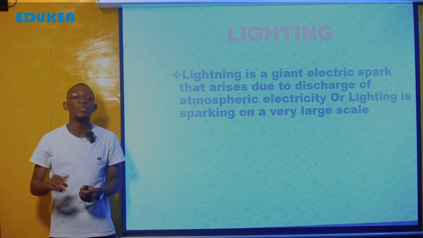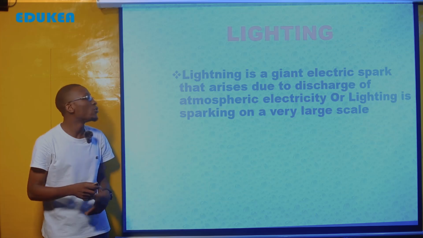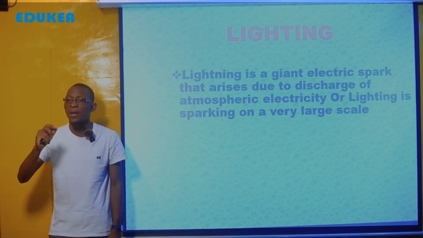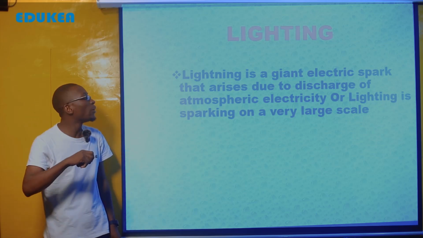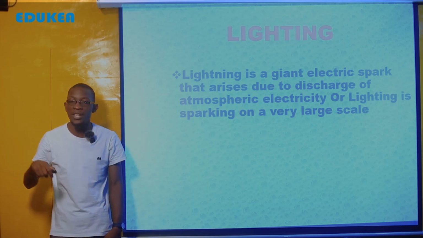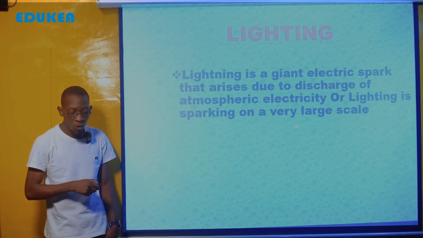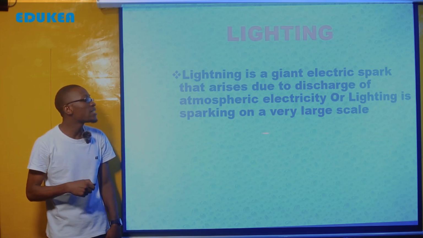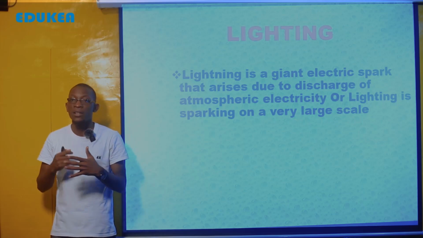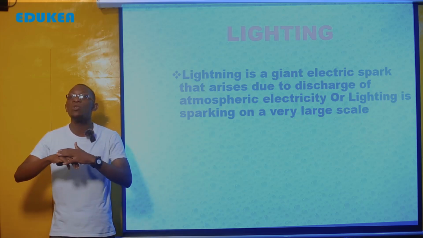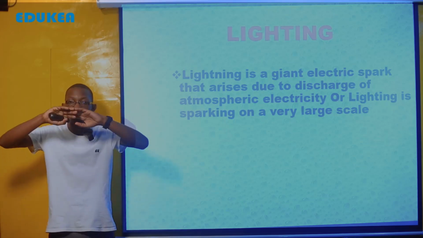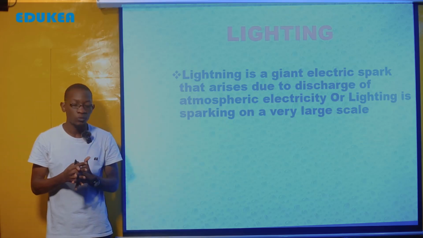Now that light, we say, is a giant electrical spark, a big giant electrical spark that arises, produced from the discharge of atmospheric electricity. On another hand, we can say lightning is sparking on a very large scale, a sparking that occurs, and if we measure its weight it appears heavy, with a very large weight on the scale.